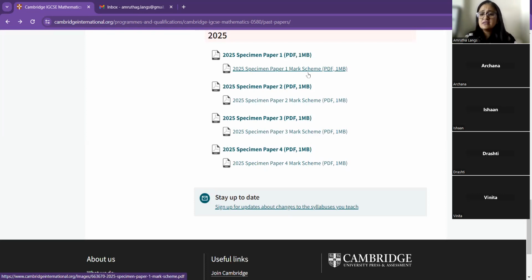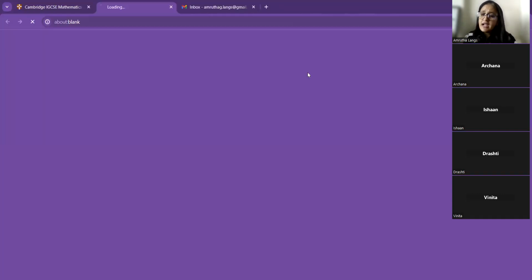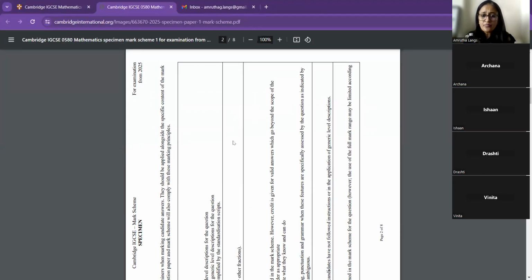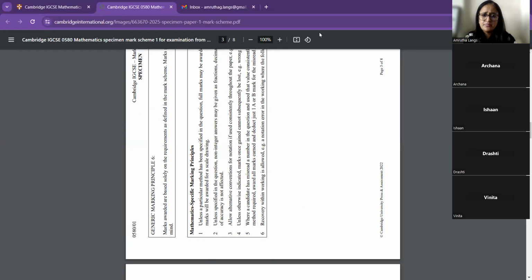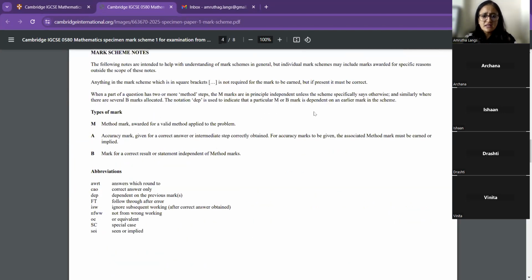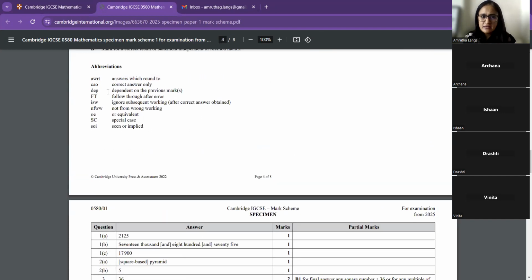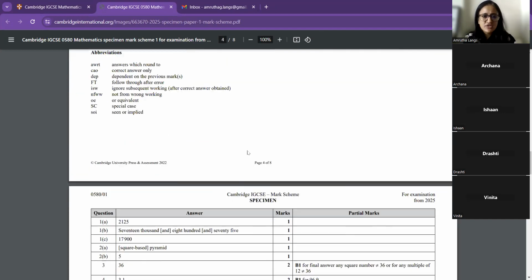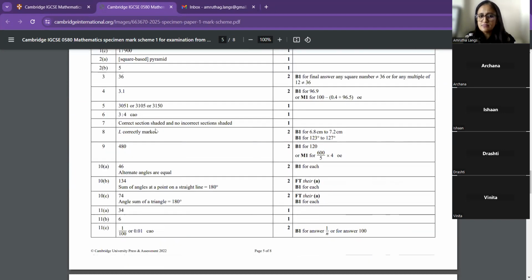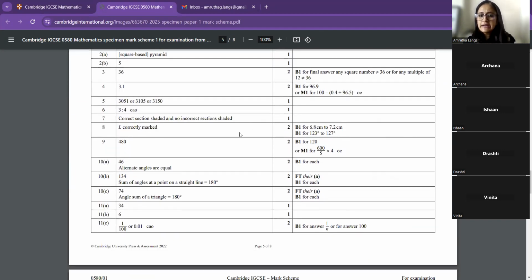So you can check the answers that you have written. And all the papers are always given with a mark scheme. And their mark schemes are extremely self-explanatory, so there's nothing to worry. I mean, they write here the abbreviations that they have used in the mark scheme, the meaning of that, and they give the answers properly, in detail.